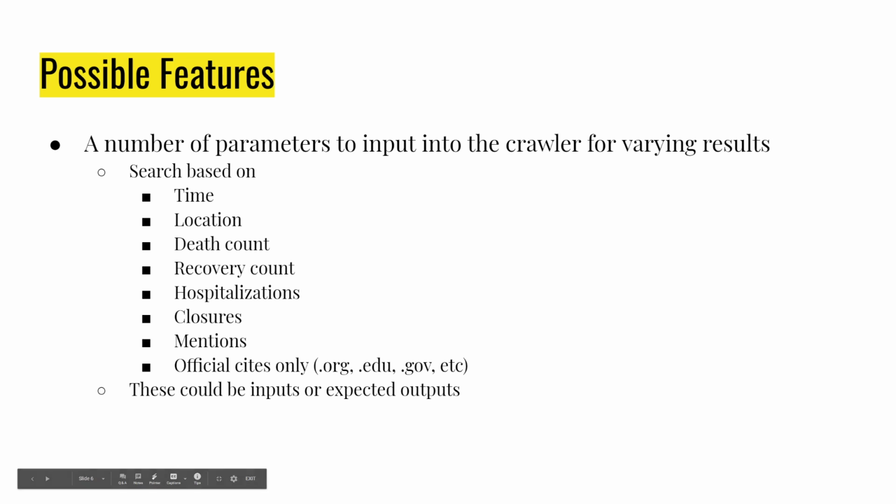And some of the possible features with this web crawler, aside from the obvious, is we're thinking about a number of different parameters that we can use as inputs to the web crawler, or outputs to expect, either or, for varying results. There's a bunch of different angles you could take it from.